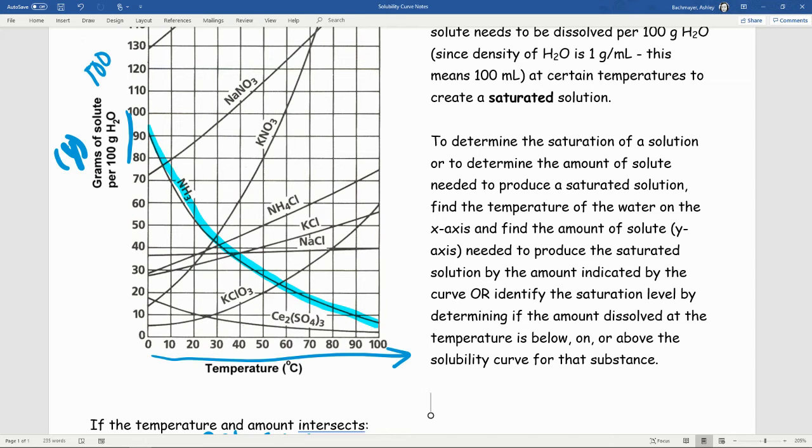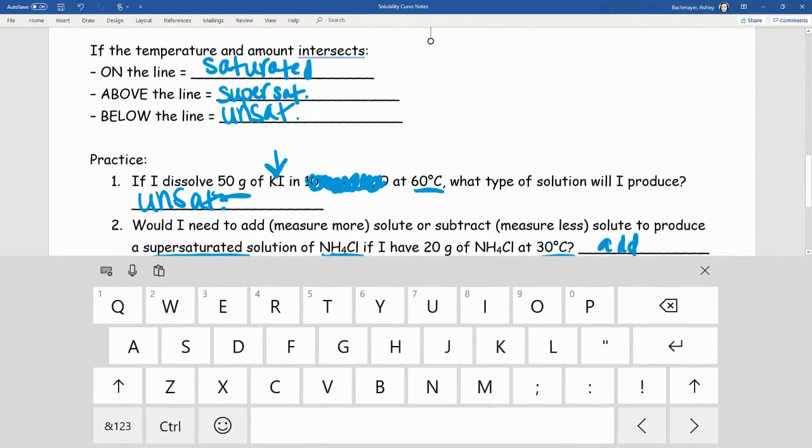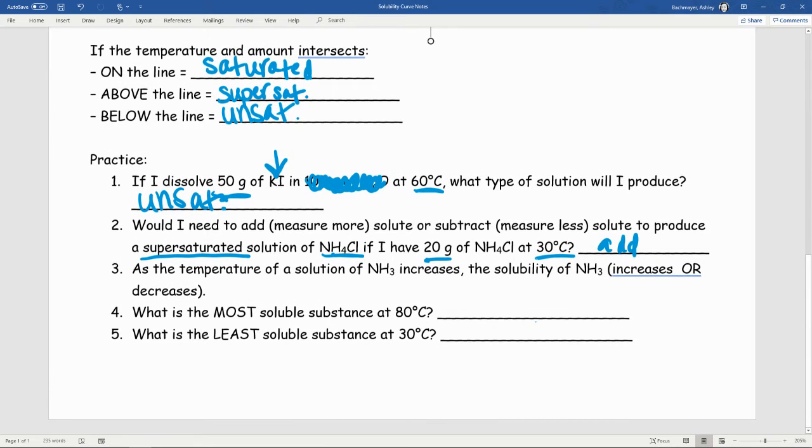So my temperature is increasing, but what do we notice? As we start at 90 grams, we're at 0 degrees Celsius. And as I get hotter, as I get to 100, I'm at like 5 grams. So my temperature has increased, but the amount soluble has decreased. So for NH3, as the temperature increases, the solubility is going to decrease.